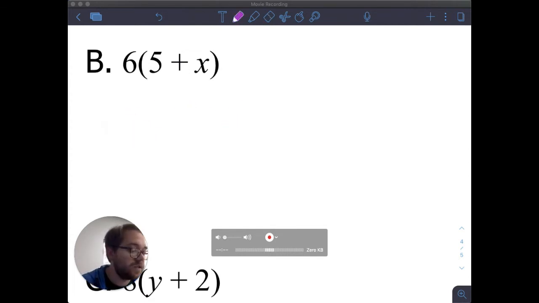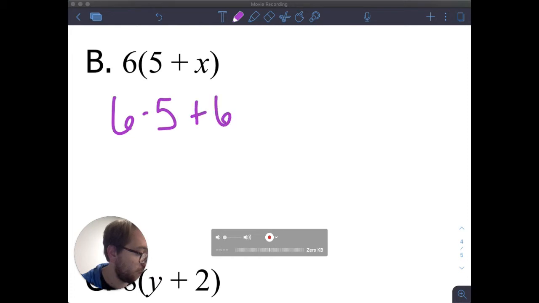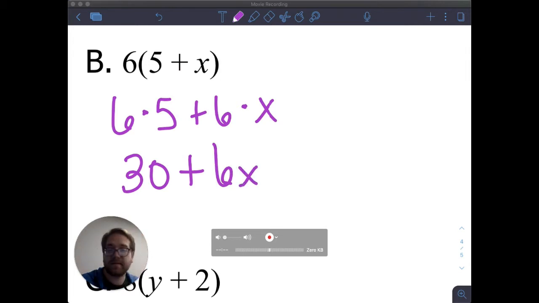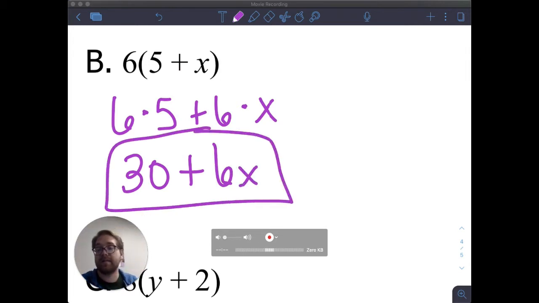And so when you just see the 6 outside the parentheses, that means I'm multiplying it with everything on the inside. So this is 6 times 5 plus 6 times x. Okay, so I'm multiplying with everything. 6 times 5 is 30, plus 6 times x is 6x. And that would be your final answer because you can't combine anything more.